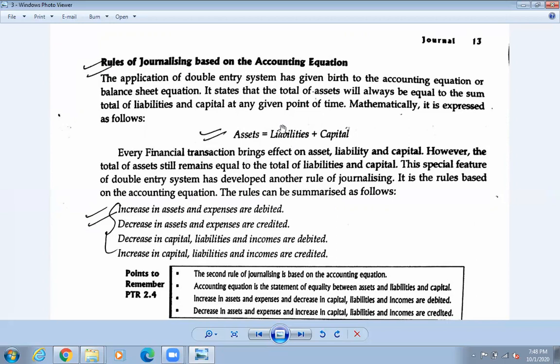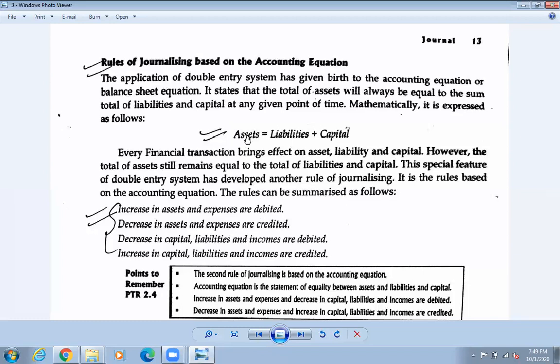Okay, so if this will increase, debit will increase. Okay, this is the debit. If it will increase, that is a debit. Your debit. So if this will increase, then this is the credit. Okay, so increase in assets, what we call it? We call it debit. Okay, so decrease in assets, what we call it?